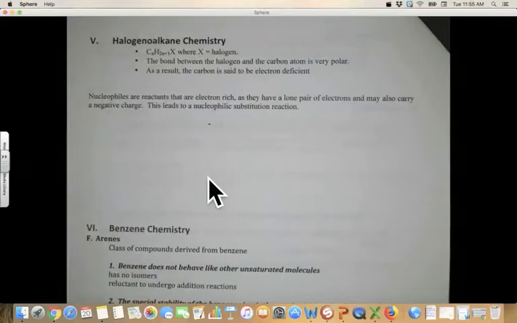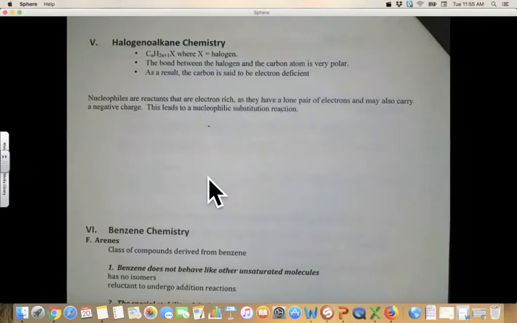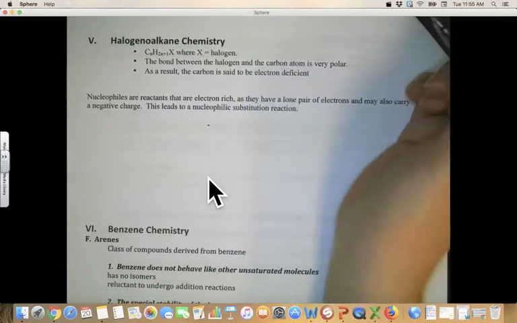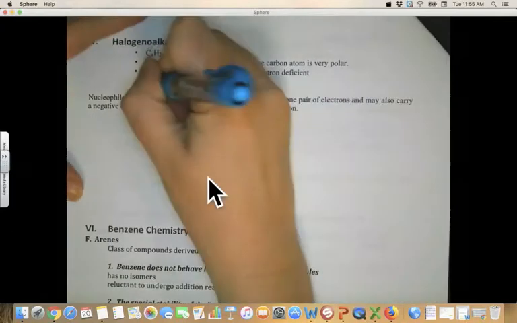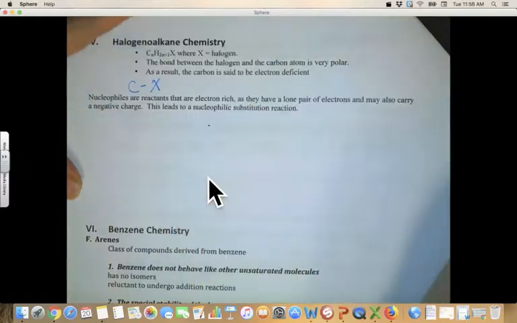Alright guys, next up, halogenoalkanes. There's really only one reaction that we need to know, but this is where we have a single halogen on what is otherwise a saturated hydrocarbon. And the reason why this is reactive is because that carbon-halogen bond is really polar. So we have our carbon and then our halogen, X, whatever that is.